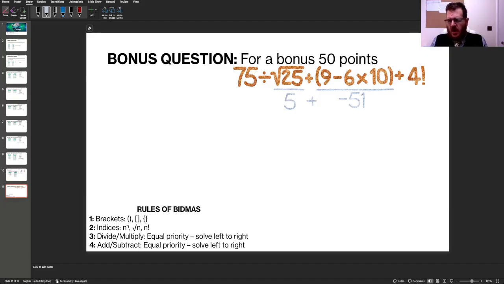But then we've also got a factorial, which is for any positive integer, not 0. It is the product of all the integers up to the number on display. So we look at 4 times 3 times 2 times 1, which is 24.